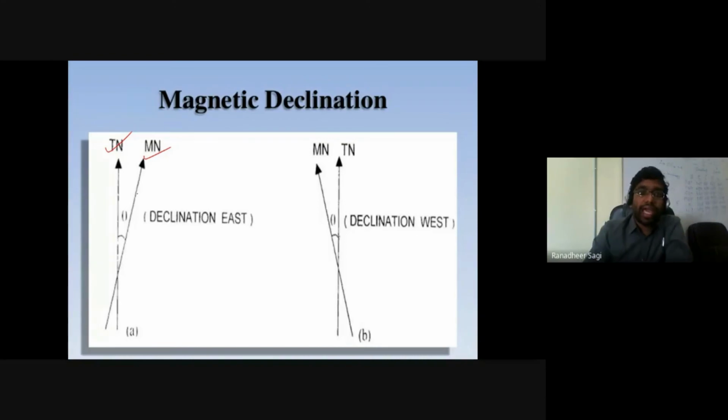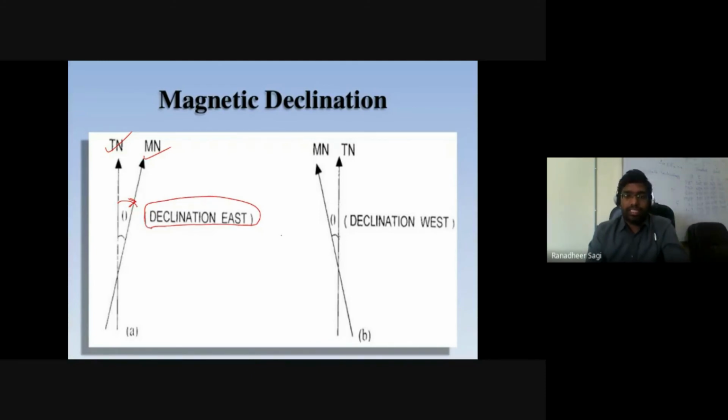Okay, so the angle made by your magnetic meridian with respect to your true meridian, I repeat, that angle is what I will call your declination. And that declination, whatever you are looking at, is towards your east in this case. So that is what we call declination east.